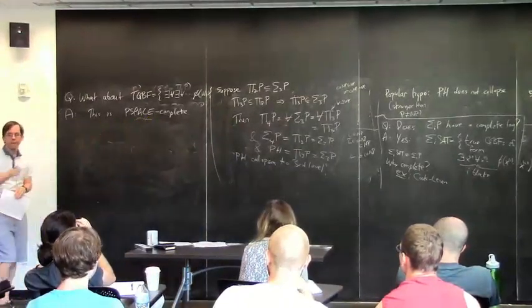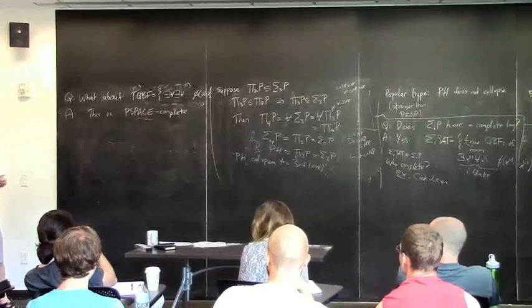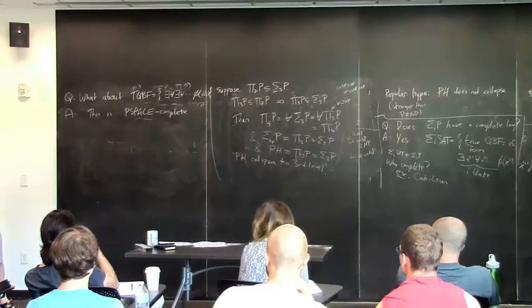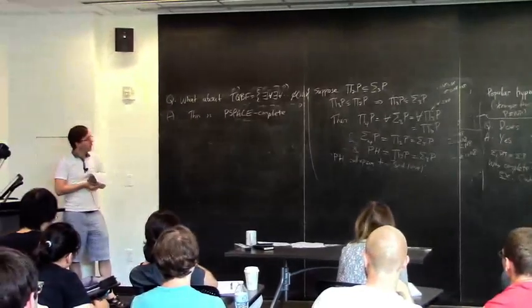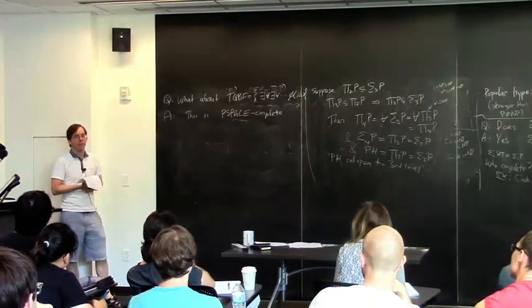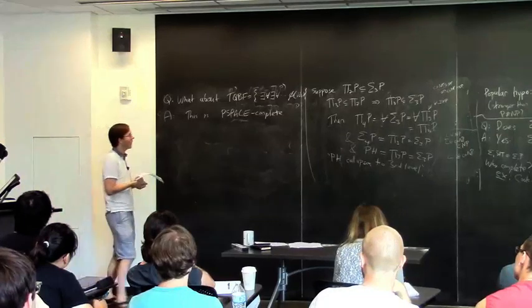Any questions? Yeah? So that means if P space equals PH, then PH would collapse to something, and that would be really weird. So we think P space doesn't equal PH. That's a good question. That's right. So if PH equals P space, this really might have been on, well, anyway, a quiz.